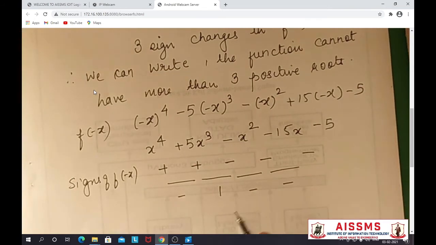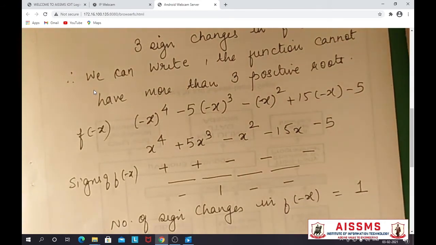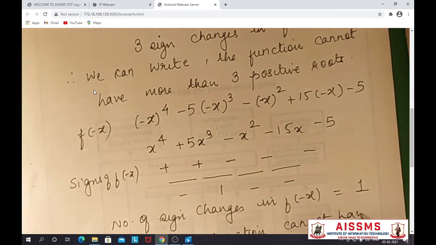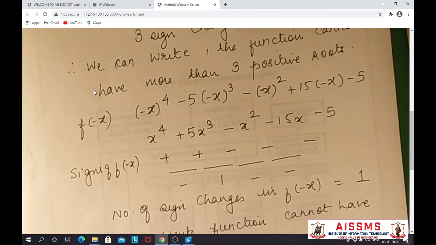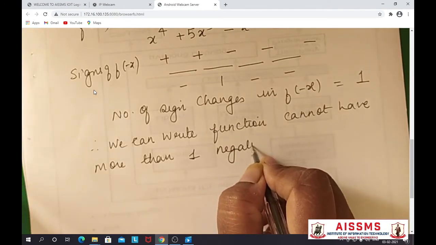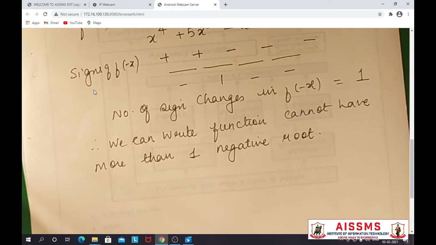So, the number of sign changes in f of minus x is 1. Therefore, we can write that the function cannot have more than 1 negative root. Right? So, I'll just repeat the Descartes rule of sign once again.